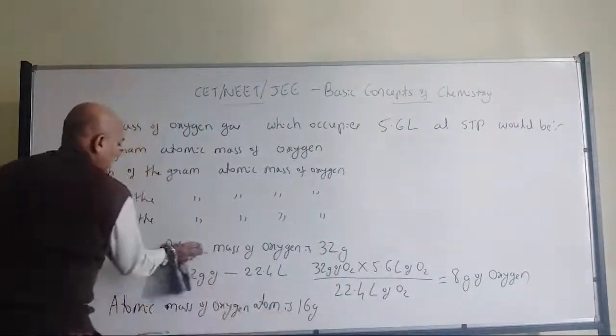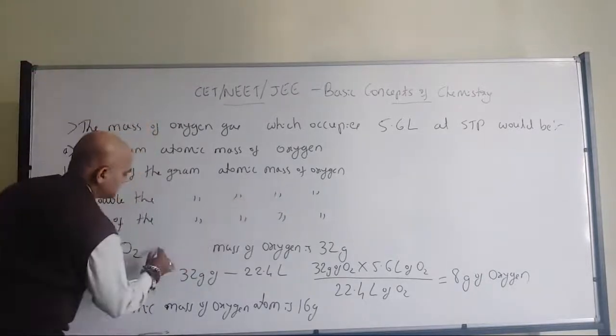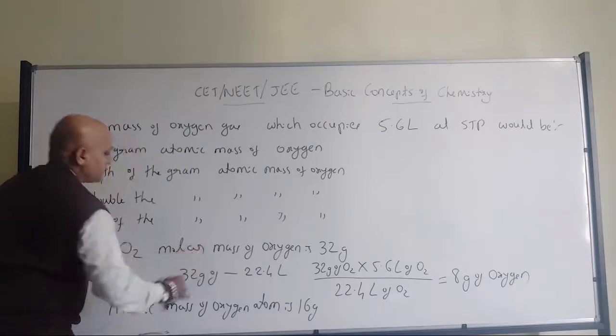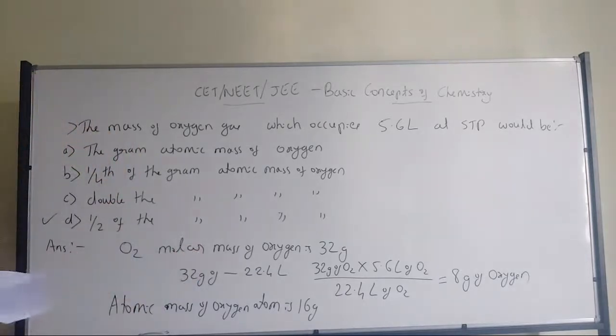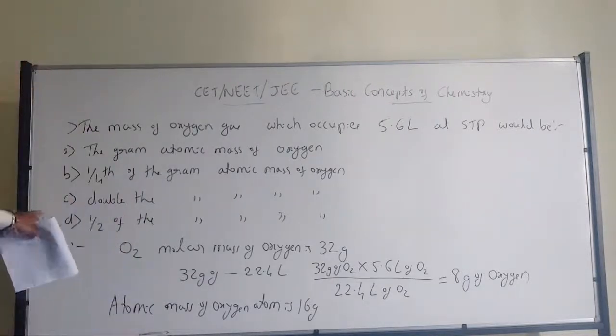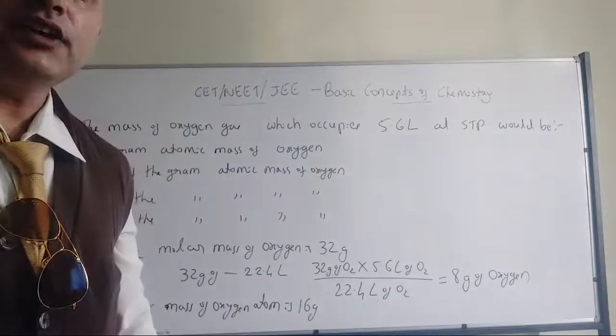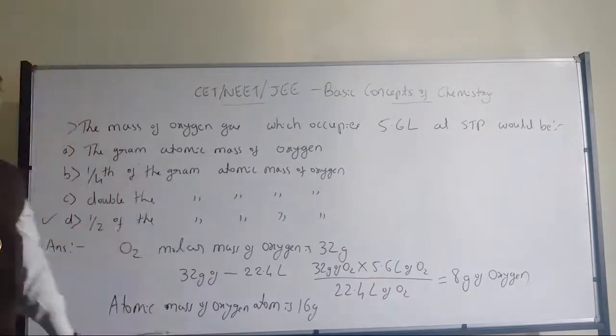So therefore half of the atomic mass of oxygen. This should be written as molar mass. So molar mass of oxygen is 32 gram. Why? Because 16 into 2, 2 oxygen atoms are there. So finally we have got the answer as 8 gram. Naturally atomic mass of oxygen atom is 16, 8 is half of 16. So option D should once again be the answer. All of you have understood? Any doubt in this?